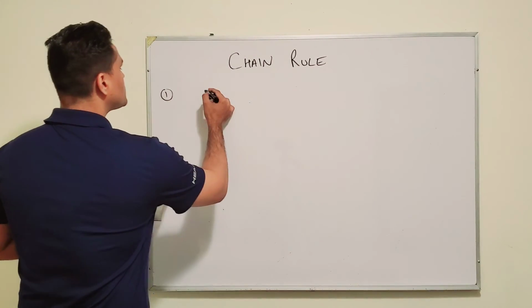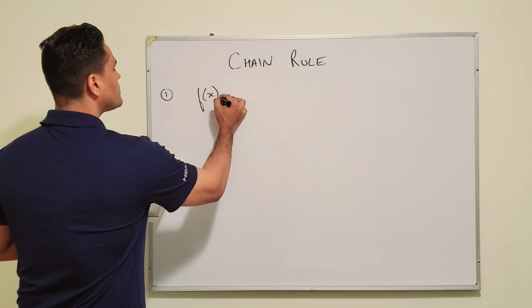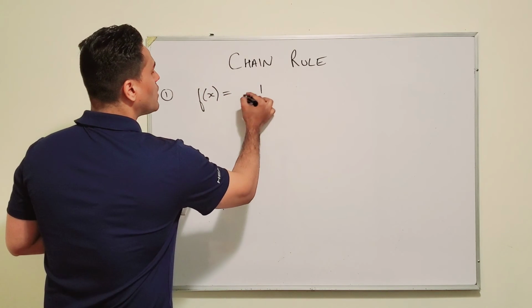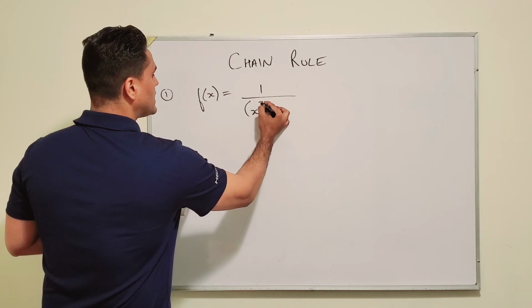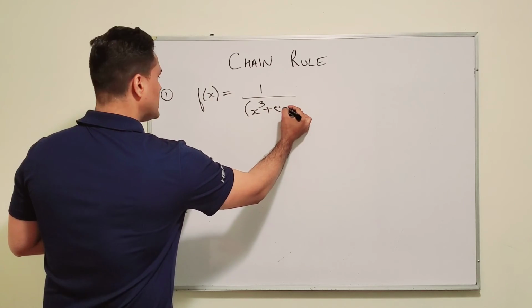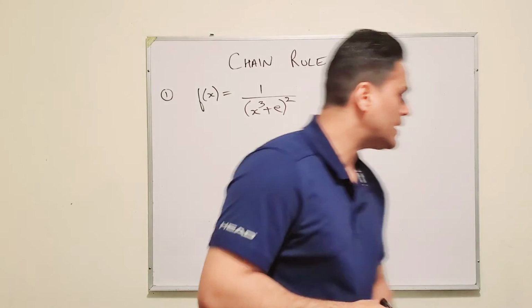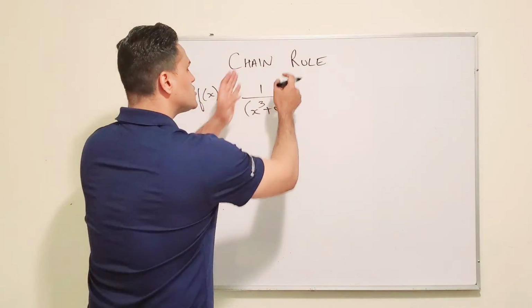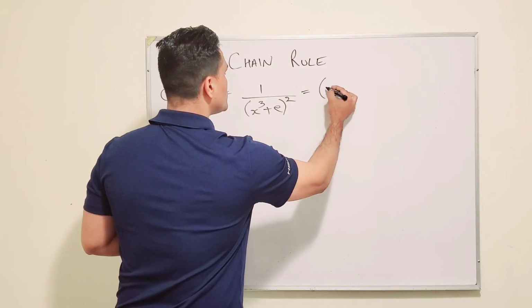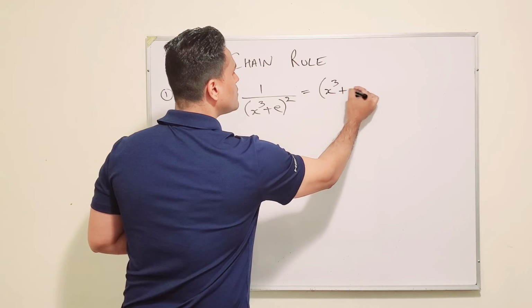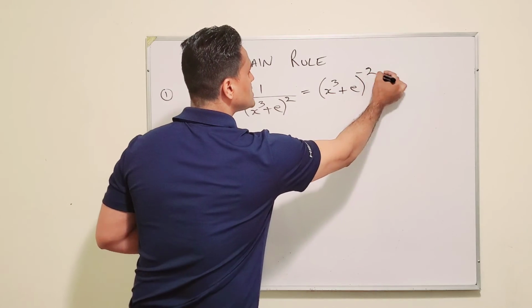All right, folks, final question. We have 1 over x cubed plus e squared. Okay, we're going to move this term to the top. So this becomes x cubed plus e raised to the power minus 2.